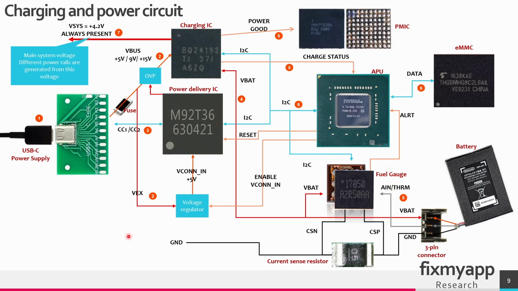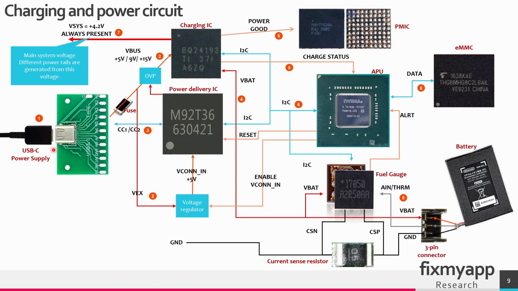So how do the charging and power circuits work on the Nintendo Switch? First you have to connect the USB-C cable from the power supply into your USB port. Then the USB port will deliver a default voltage of 5 volt on the V-bus line. The voltage of the V-bus line goes to a voltage regulator. The name of the V-bus becomes VEX, or external voltage. That will go to the M92 and also to a voltage regulator to generate this power rail.